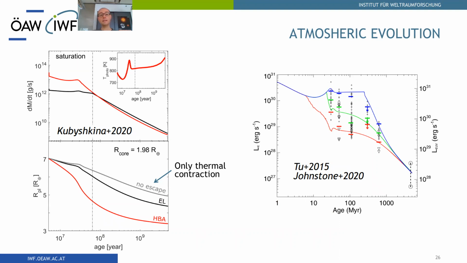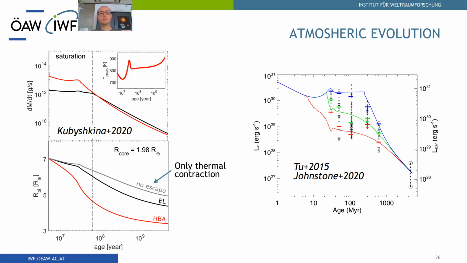And this has a significant effect on the evolution of the planetary radius, which is shown on the bottom. And you see here how the planetary radius changes with time. If you consider no escape, so only thermal contraction, you have the gray line. And then if you add escape, computed either with the energy-limited approximation or using hydrodynamic modeling, you see that the radius evolution is significantly different. The radius that one would measure now would be significantly different, depending on how one computes atmospheric escape.